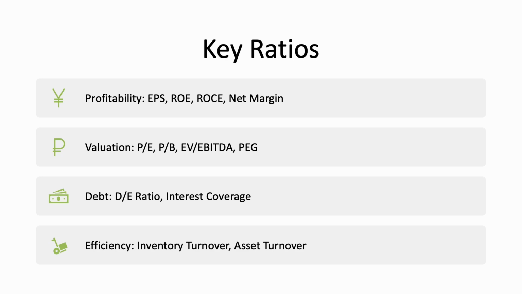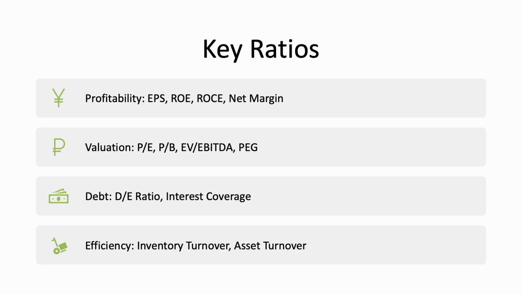Fourth one is efficiency ratio. Finally, efficiency ratio measures how well a company uses its resources. Inventory turnover: cost of goods sold divided by average inventory. Higher turnover means the company is selling product faster. For example, DMart has very high inventory turnover because its products fly off the shelf.